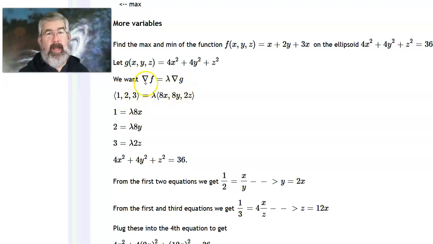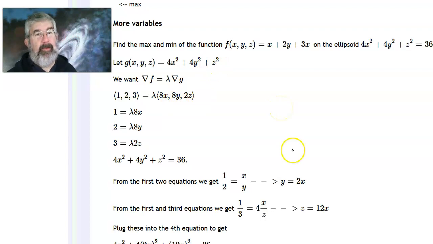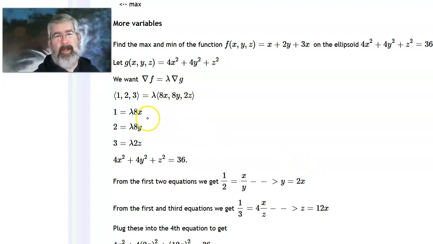Well, the gradient of f here is a vector. The first component is the partial with respect to x, which is 1. The second component is the partial with respect to y, which is 2. And the third component is the partial with respect to z, which is 3. So there's the gradient of f. And then lambda times the gradient of g. Well, the gradient of g is also a vector. First component is partial with respect to x, that would be 8x. Second component is partial with respect to y, that would be 8y. And the third component is the partial with respect to z, which is 2z. And so what I need here is the x component of this one to equal the x component of that one, and the y's and the z's. So 1 equals lambda times 8x, 2 equals lambda times 8y, and 3 equals lambda times 2z.